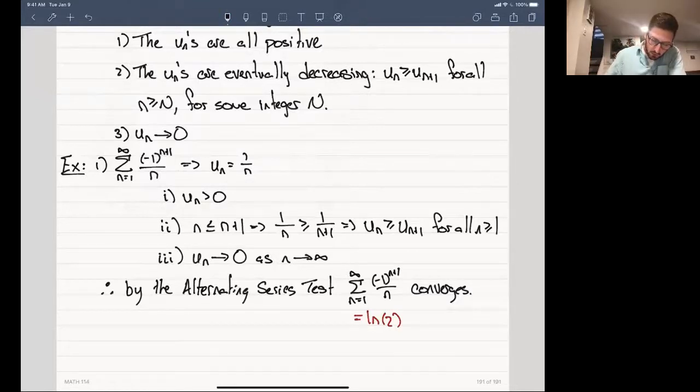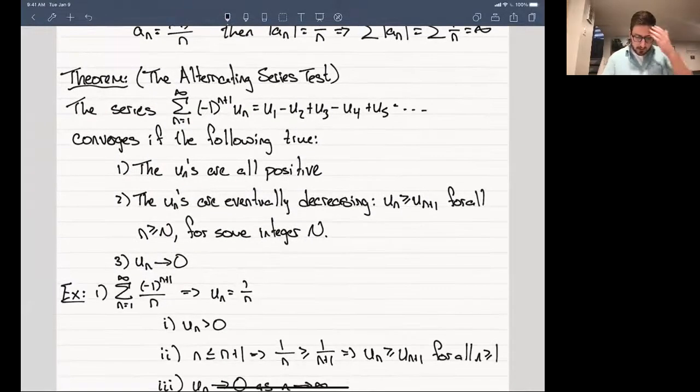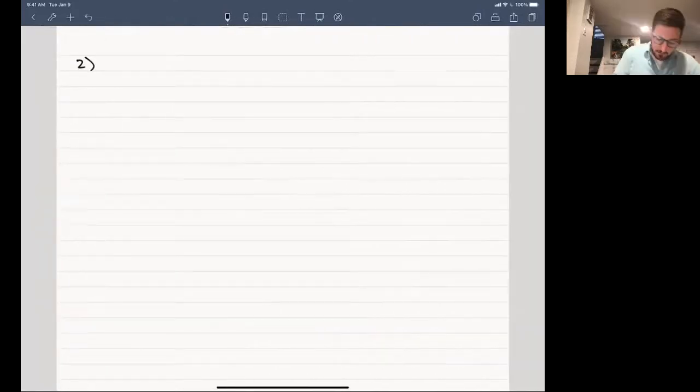Okay, so if we look at the conditions of the alternating series test, two of them are pretty easy, right? The first one, checking if the u_n are positive, easy. The third one, checking if u_n goes to 0, that's easy. The hard one might be the eventually decreasing. But it turns out that we can use functions, right? When we hear the word decreasing, we think of functions having negative derivatives. Well, we can use that knowledge to check these cases. So let me show you what I mean.